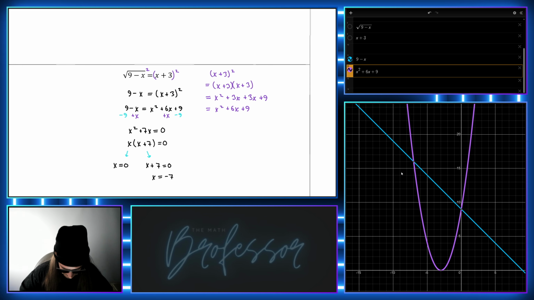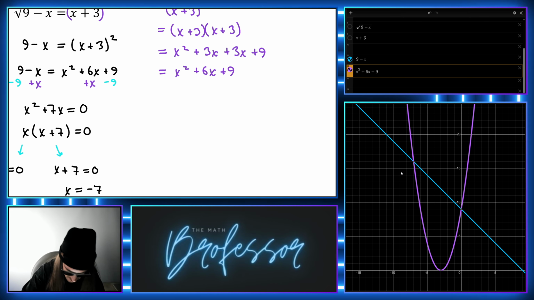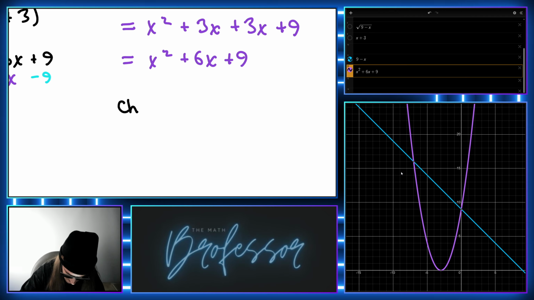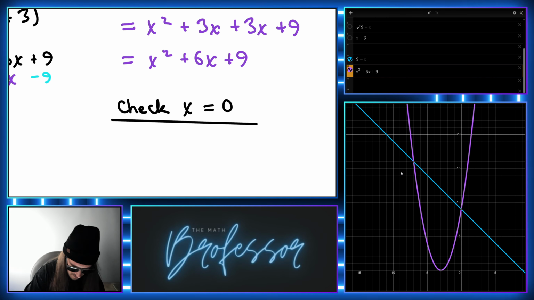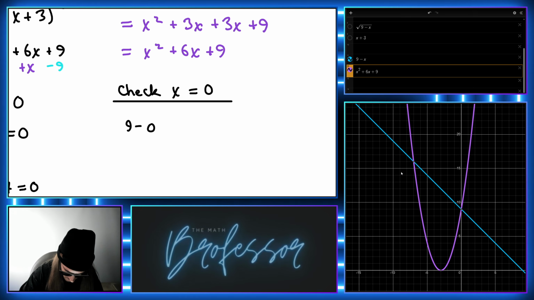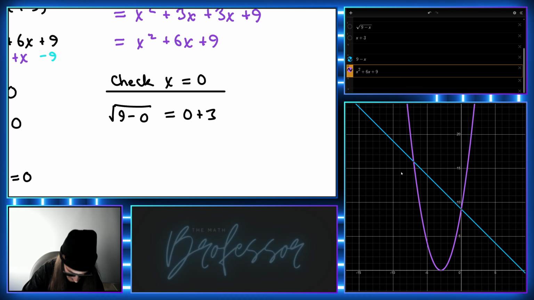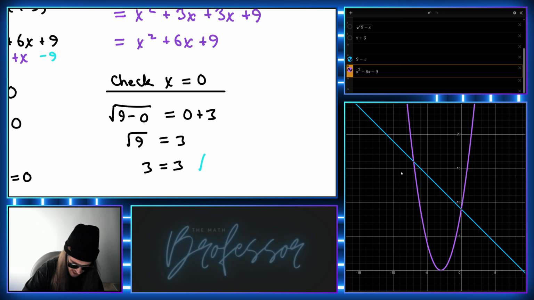So let's check. Watch this. We already know that 0 is a solution, but it's worth doing here. I want you to see this. We have these 2 solutions, which contradicts the original graphs. Let's plug x equals 0 into this equation, and we would have the square root of 9 minus 0 equals 0 plus 3. 9 minus 0 is 9, 0 plus 3 is 3, the square root of 9 is 3, and 3 equals 3. So there we go. The 0 checks out. That worked. We like that.